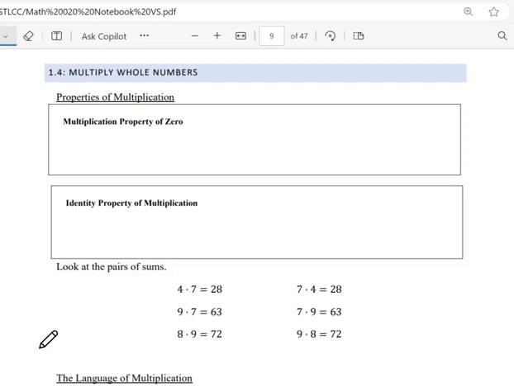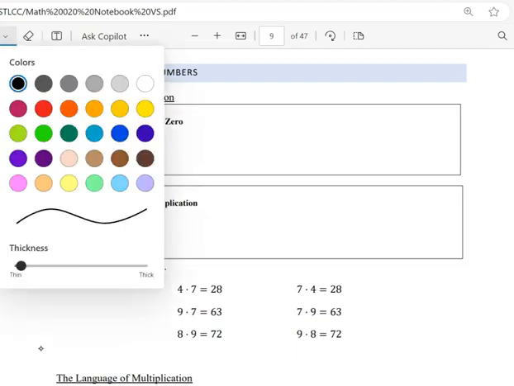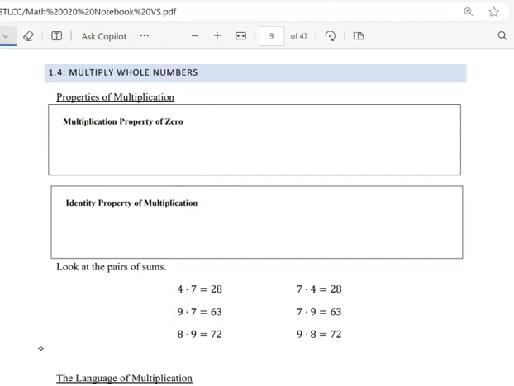The first thing that we're going to look at is the multiplication property of 0, which says that any number multiplied by a 0 will give us a 0. A times 0 equals 0. So you can create a couple of examples. Let's say 12 times 0 is 0. So is 82 times 0 equals 0. So that is the multiplication property of 0.